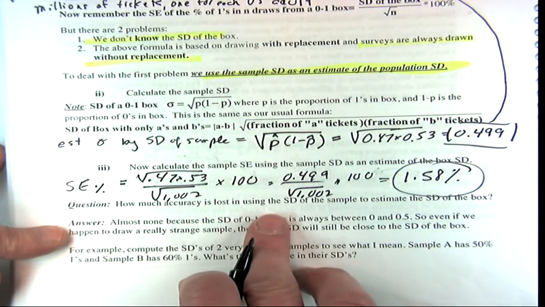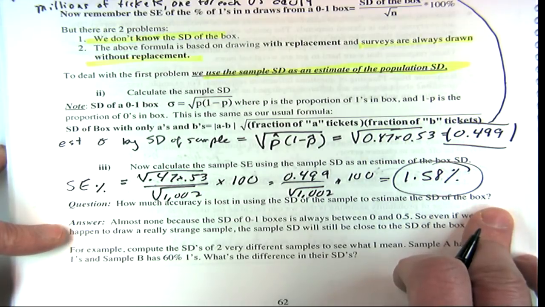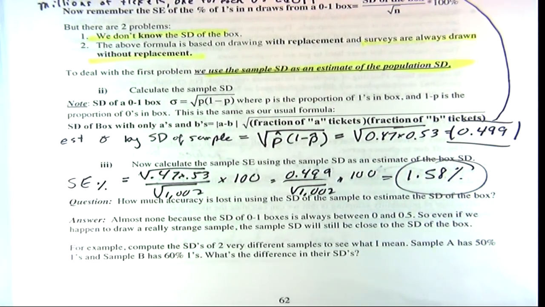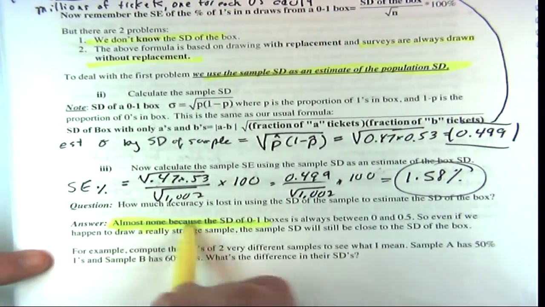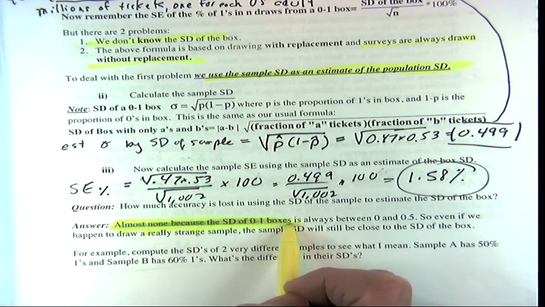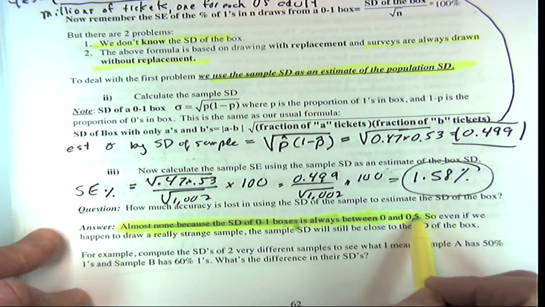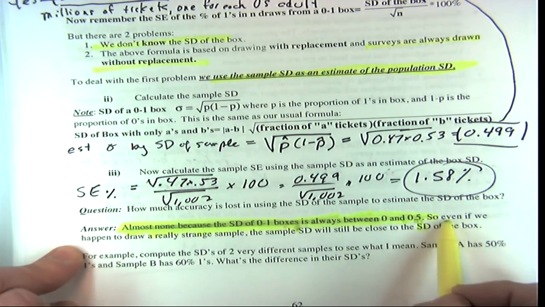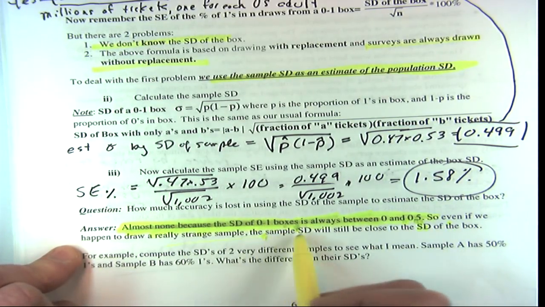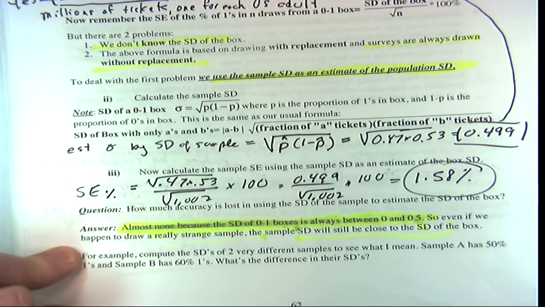So how much accuracy is lost in using the standard deviation of the sample to estimate the standard deviation of the box? What do you think? This is really important. Almost none. Why? Because standard deviations of 0, 1 boxes don't vary very much. They're between 0, the smallest it can get, and 0.5, the largest it can be. So even if we happen to draw a really strange sample, the sample SD will be close to the SD of the box.